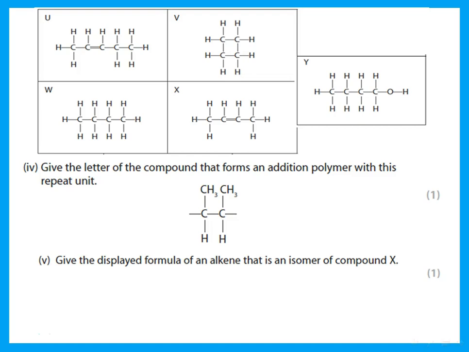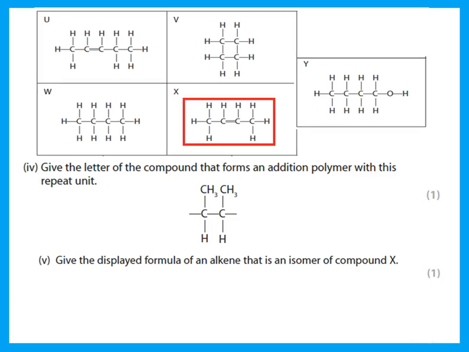Again, if I want to know what was the monomer, now the one that he's drawing here is the polymer. If I want to know what was the monomer, remove the bond on the right, remove the bond on the left, and put a double bond in the middle. You end up with something that has 4 carbons with double bond in the middle. So which compound is that? That is X. Give the displayed formula of an alkene that is an isomer of compound X. Compound X, if I tell you what is its name, it is but-2-ene.